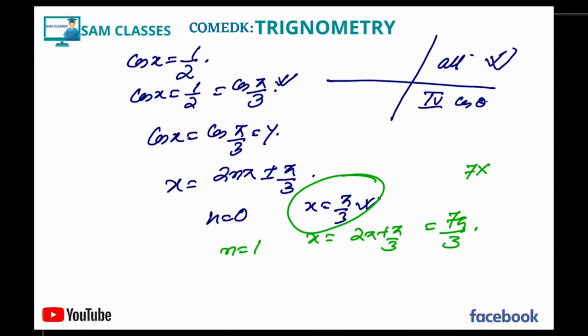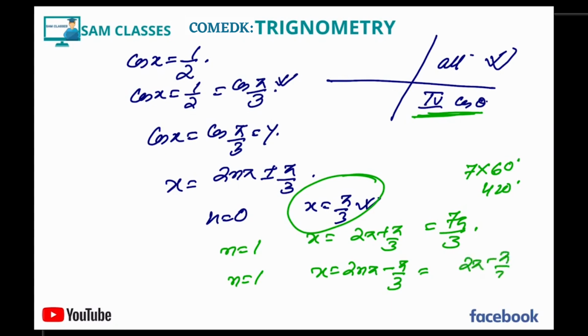Now what about this? 7 into pi by 3 is how much, students? Come on, fast. 60 degree, so 420. So this is beyond that. Now what about this quadrant? 360 minus this, so we have minus also. So with n equal to 1, if I'm putting x is equal to 2n pi minus pi by 3, what are we going to get? 2 pi minus pi by 3, so 5 pi by 3. Pi by 3 is 60 degree, so around 300 degree will have the other value.